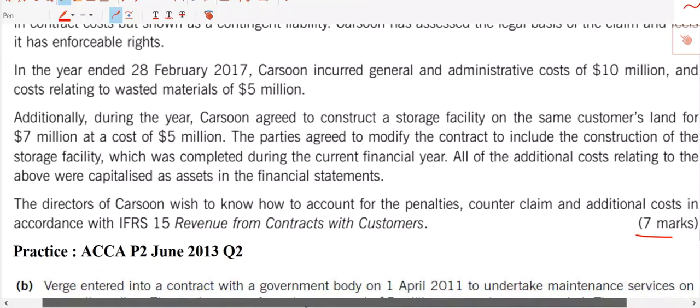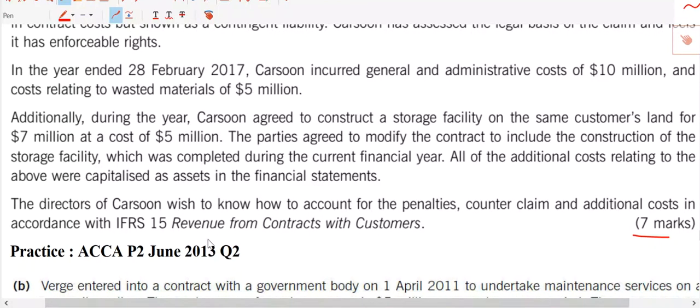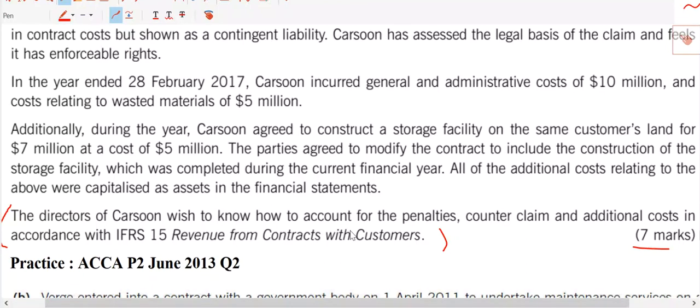So when you look at the second question here, I didn't include the main one because we already have a very meaningful sub requirement inside the question itself. So the sub requirement is more important than the main requirement, and do look for one if you have a sub requirement. Director wish to know how to account for penalty, counterclaim, and additional cost in accordance with IFRS 15.